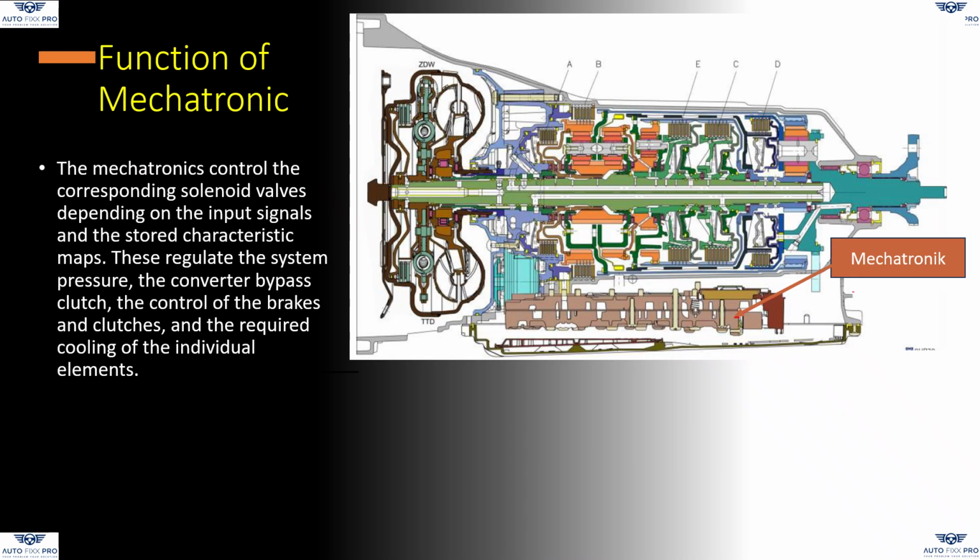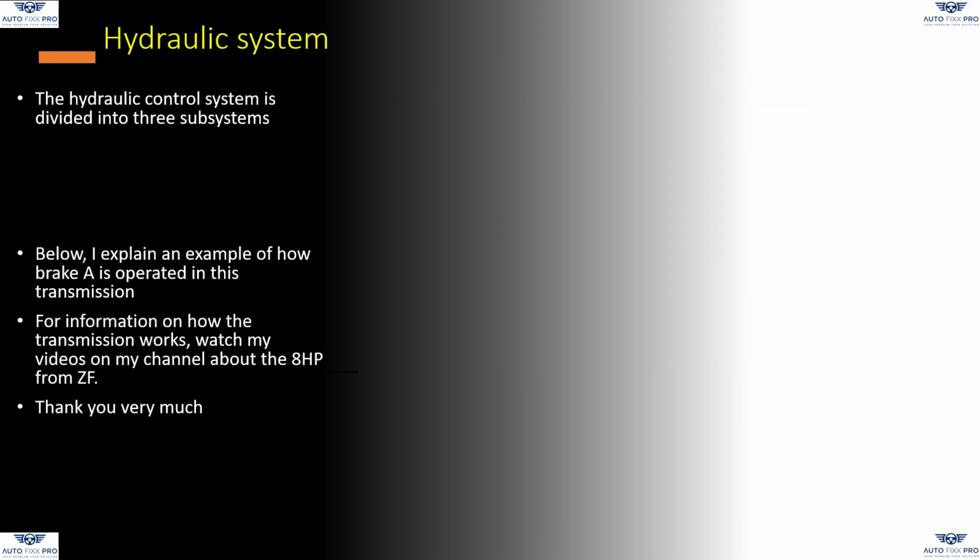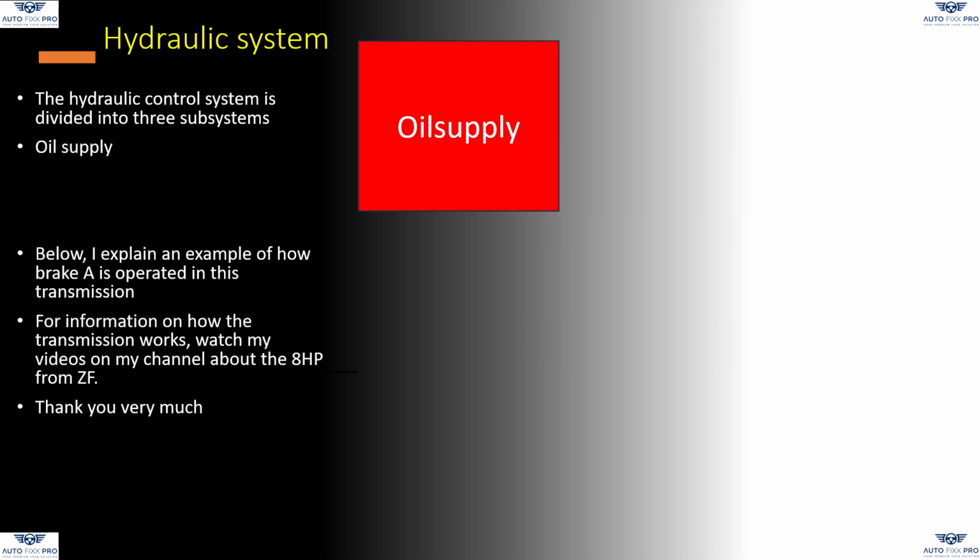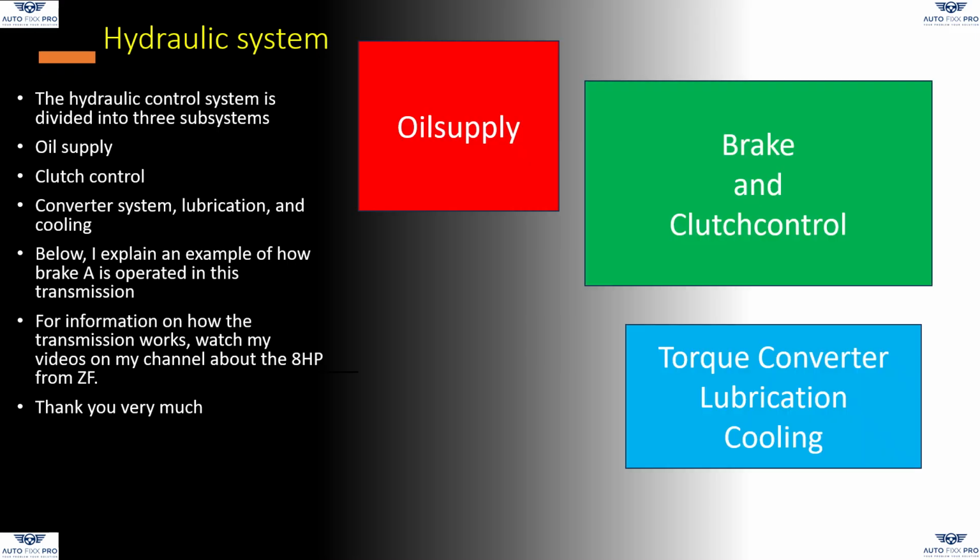The mechatronics control the corresponding solenoid valves depending on the input signals and the stored characteristic maps. These regulate the system pressure, the converter bypass clutch, the control of the brakes and clutches, and the required cooling of the individual elements. The hydraulic control system is divided into 3 subsystems: oil supply, clutch control, converter system, lubrication, and cooling. Below, I explain an example of how brake A is operated in this transmission.